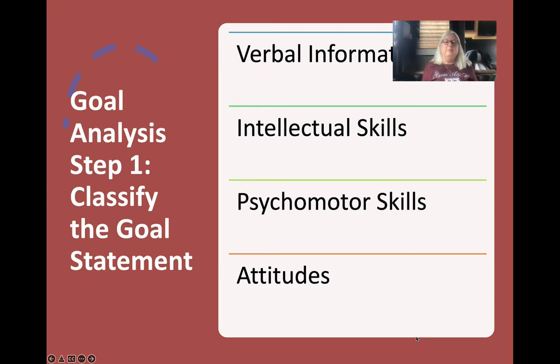Okay, so the first step in goal analysis is we take our instructional goal developed in the first part and we classify it according to one of these four areas. And some goals could be a little bit of one and a lot of another. So we're going to look at these and say, okay, our goal is mainly intellectual, or mainly verbal.